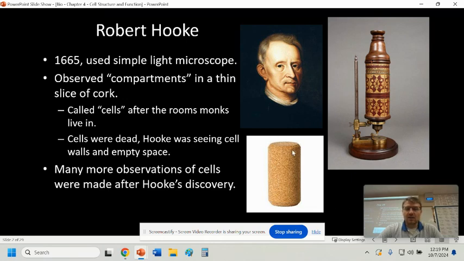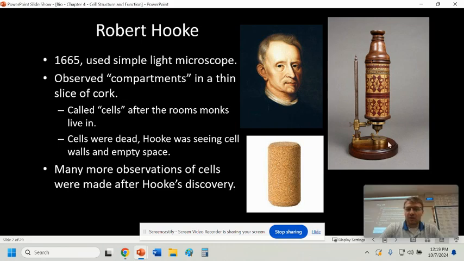He said that the small areas, the small compartments in this cork looked like cells, which were the rooms that monks lived in. And monks are religious people who work at a monastery. And he said, hey, these compartments look like the cells or rooms that the monks live in. So that's what he named them. He said that these are cells.